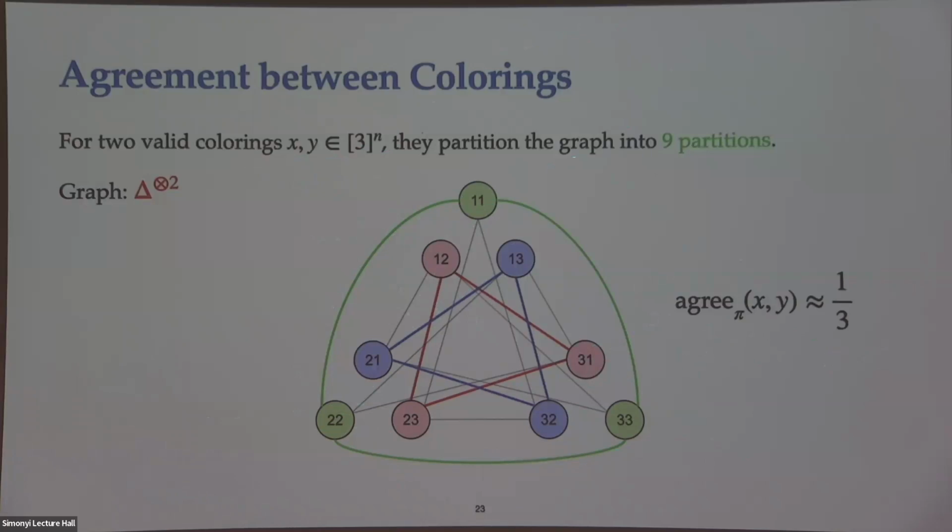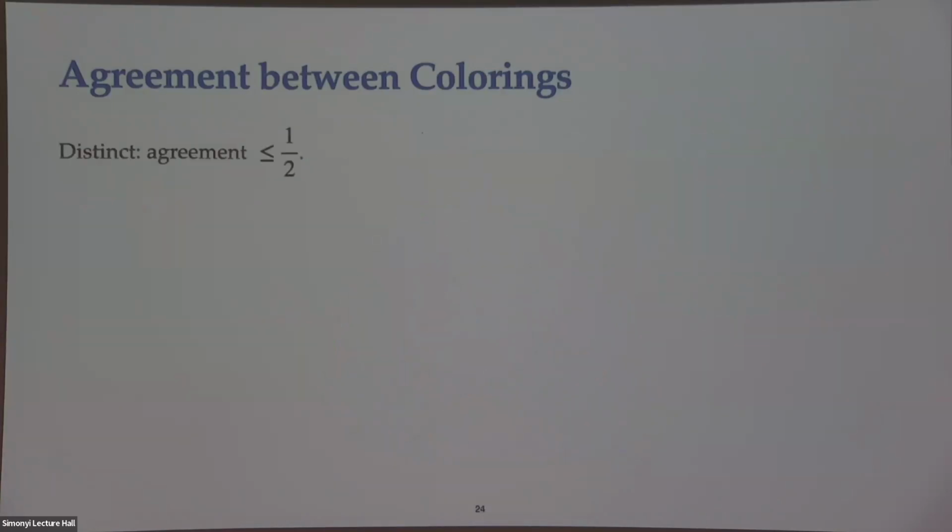So this motivates us to define the agreement. But we actually need the agreement to be slightly larger. We define distinct colorings to have agreement at most half. So not just 1/3, but we need half. Later I'll show you why we need half. Pretty much the same as the previous case.